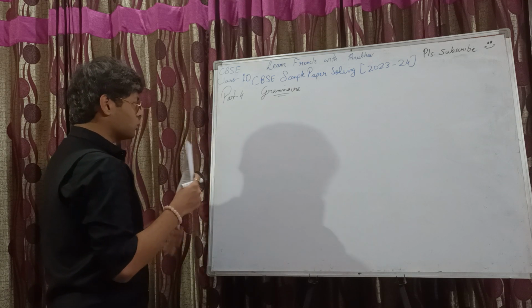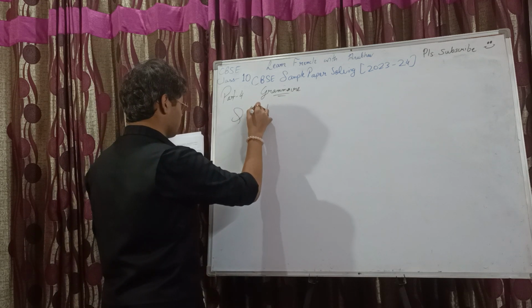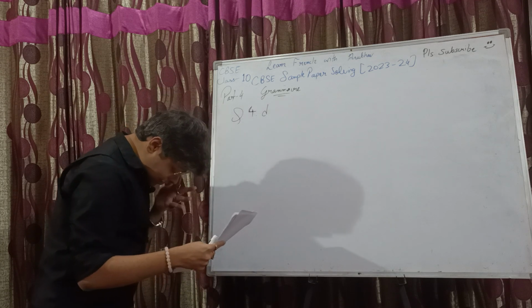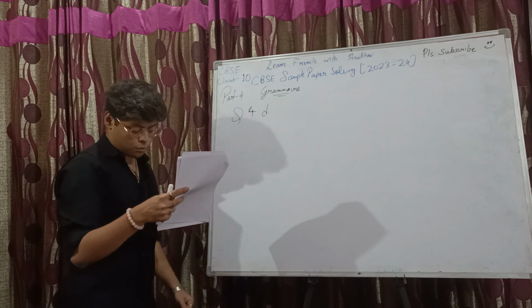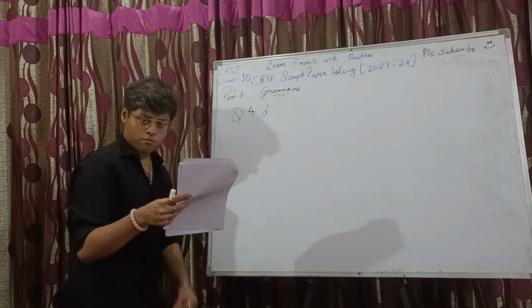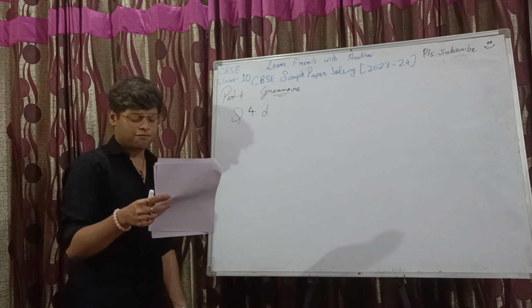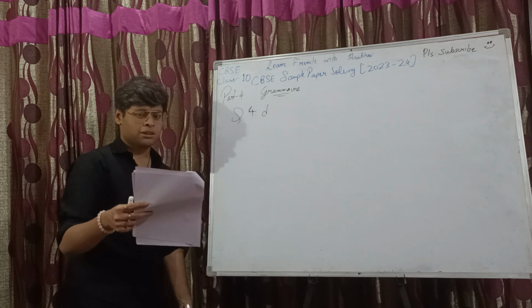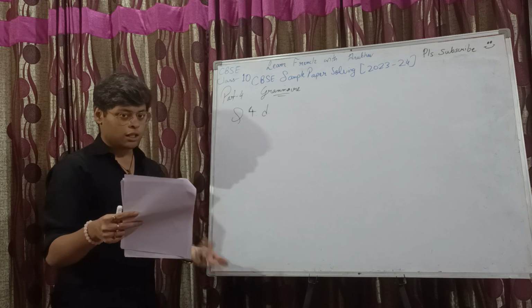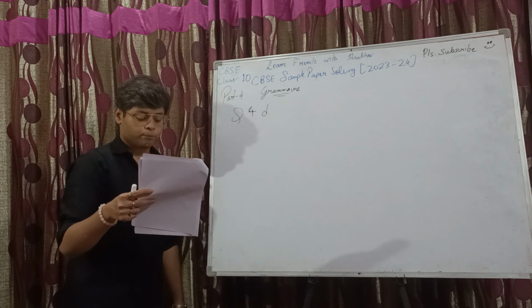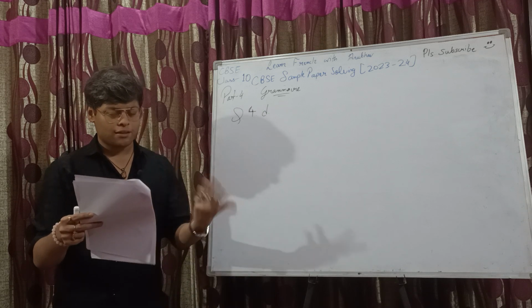Now, question number four, D, the first option. Remplissez les blancs avec les pronoms ou les adjectifs possessifs. Fill in the blanks using possessive adjectives and possessive pronouns. Possessive adjectives: mon, ma, mes, ton, ta, tes, son, sa, ses, notre, nos, votre, vos, leur. Possessive pronouns: la mienne, and all that.